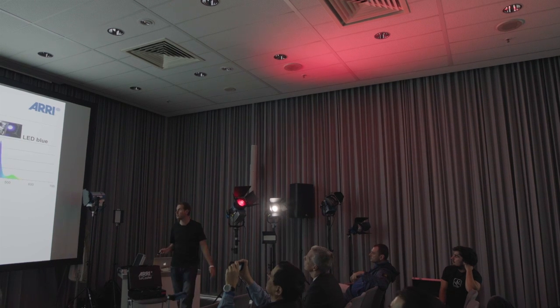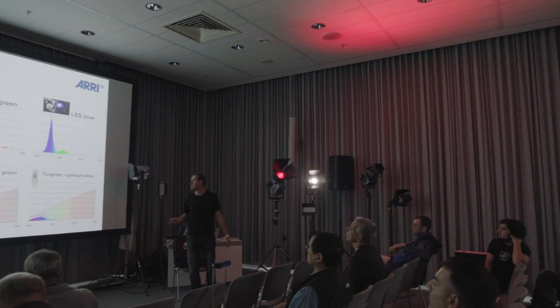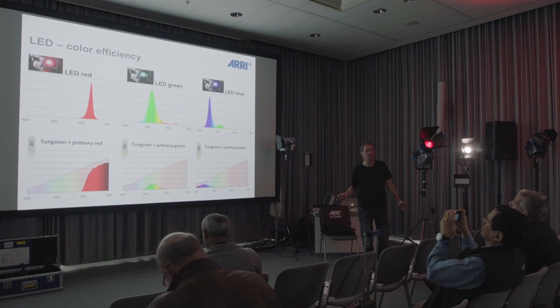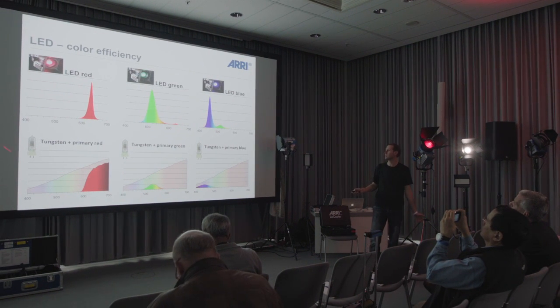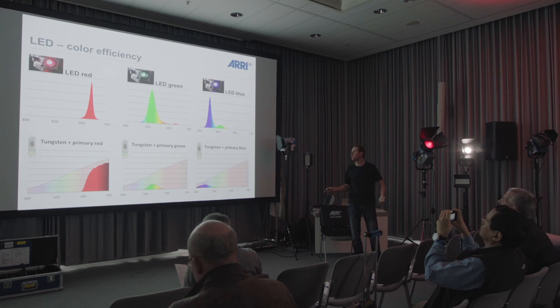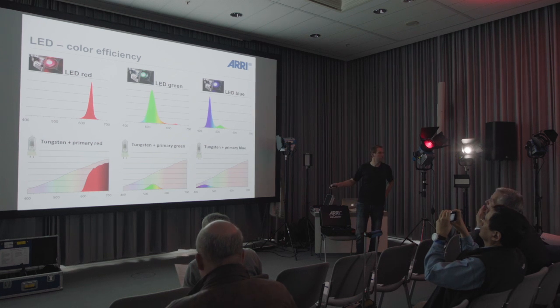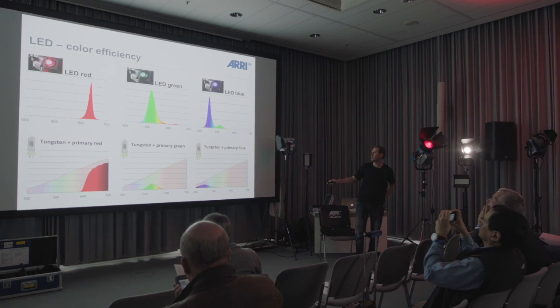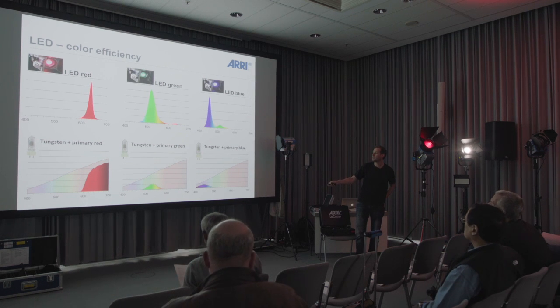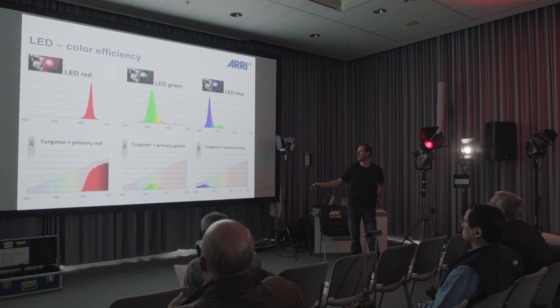And if you compare this to a tungsten unit, with a tungsten unit you always have to use gels, and every gel cuts away parts of the spectrum. This is how all the gels work. Want to get red light out of a tungsten unit, cut away all of the blue and green, and just leave a little bit of this, so you have a red light. So all this pastel part is lost.